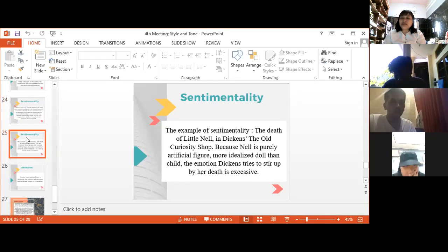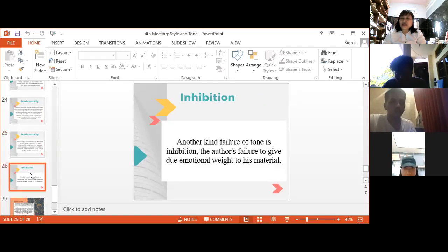An example of sentimentality is the death of little Nell in Dickens' The Old Curiosity Shop, because Nell is a purely artificial figure, more idealized doll than child. The emotion Dickens tries to stir up by her death is excessive. Ya, sentiments ya, emosi ya.